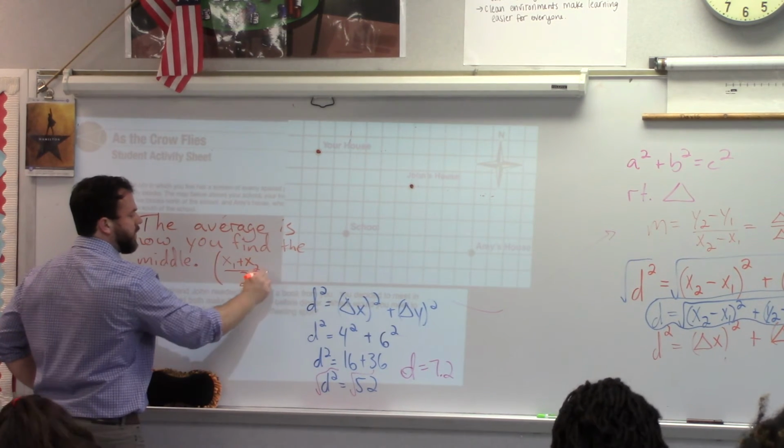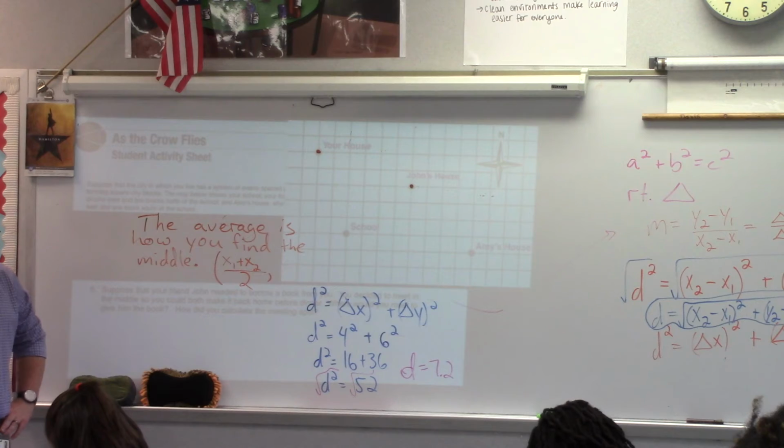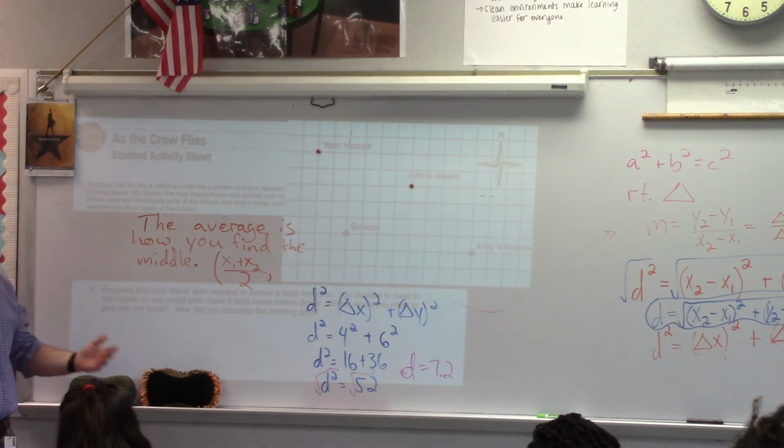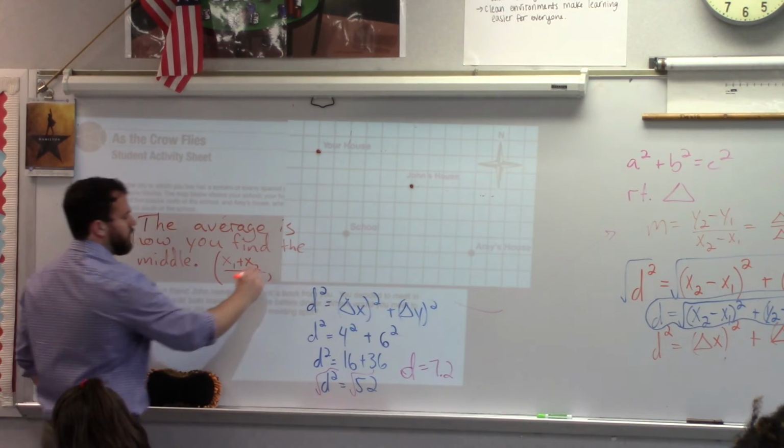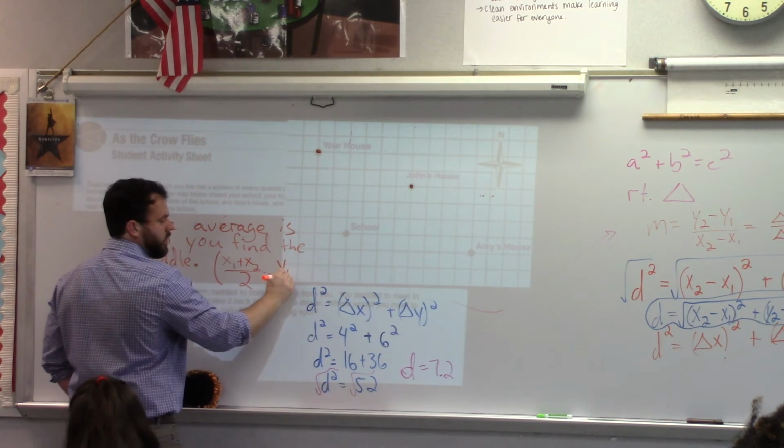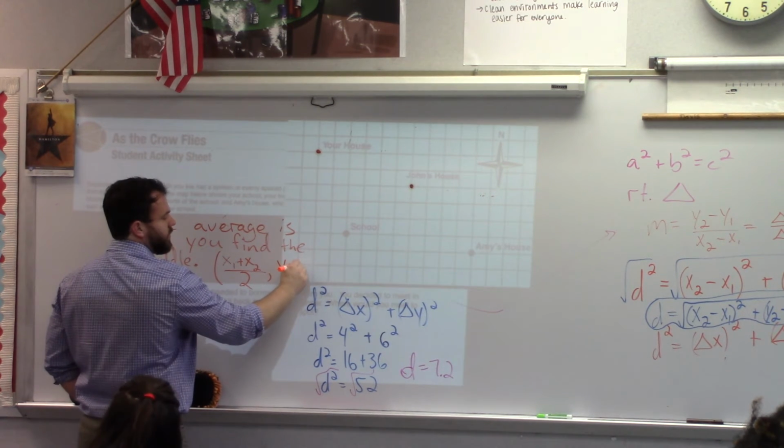What do you think we're going to do to get the y value of the midpoint? Same thing. So what am I going to do? Y1 plus Y2 divided by 2.